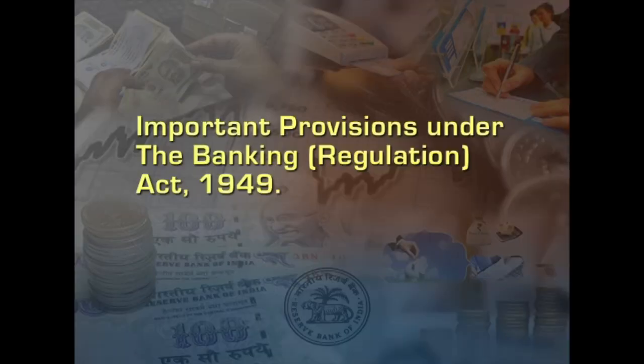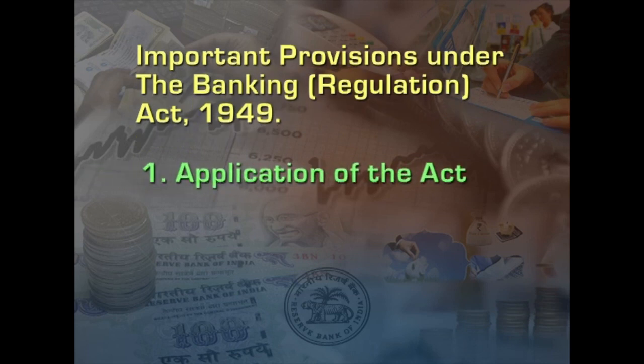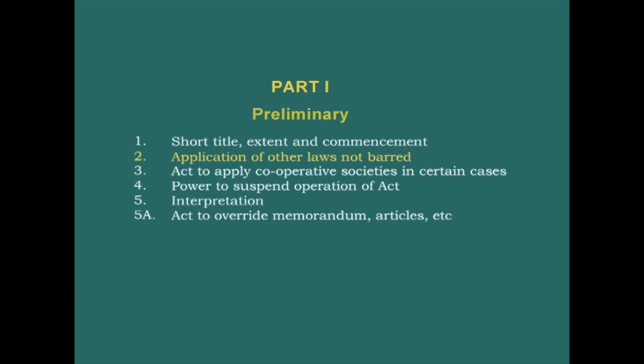Viewers, we will now look at the important provisions under the Banking Regulation Act 1949. The application of the Act. Under subsection 2 section 1, the Act extends to the whole of India. By Act 62 of 1956, the words except the state of Jammu and Kashmir were omitted, and since then the Act is applicable to the entire India.